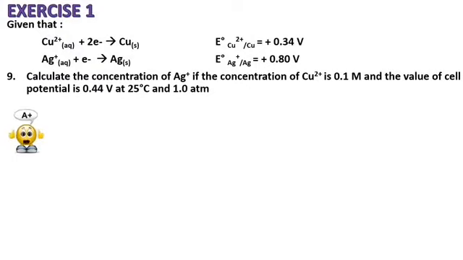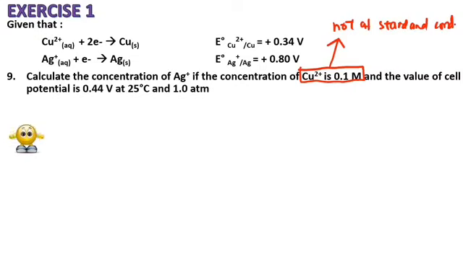Okay, next question, number 9. Calculate the concentration of the Ag plus if the concentration of the copper 2 plus is 0.1 molar. Do you see? Concentration given is not at standard condition. Okay, not at standard condition this time. And calculate the value, and the value of the cell potential is 0.44 volt.